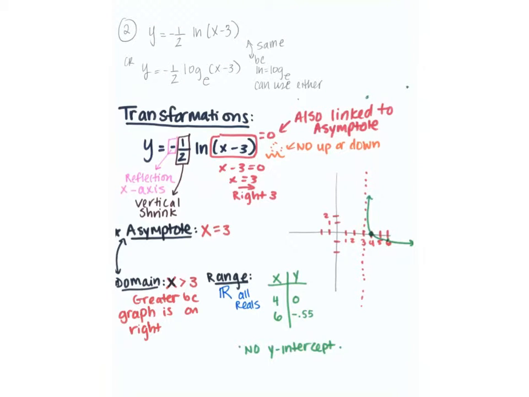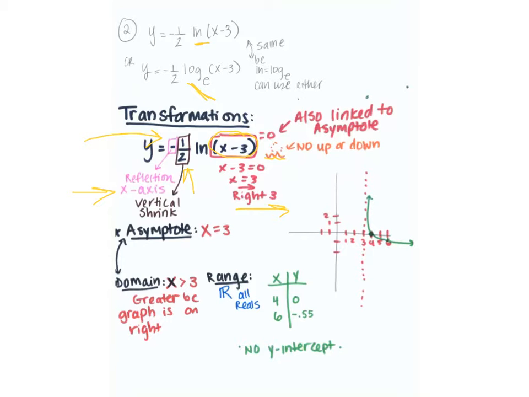So for this next one, just remember that natural log and log base e are the same thing, so it doesn't matter which you want to use when you put it in your calculator. As we scan across, the first negative we see has to do with the reflection across the x-axis. Then the 1/2 is smaller than 1, so it's a vertical shrink. We set what's near x equal to 0 and solve. That's positive 3. That's right movement. There's no number off to the side, so there's no up or down.